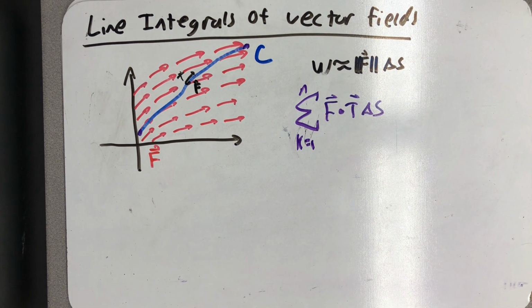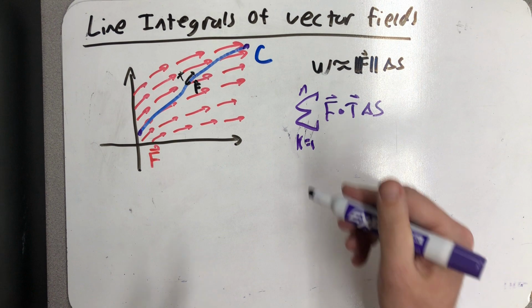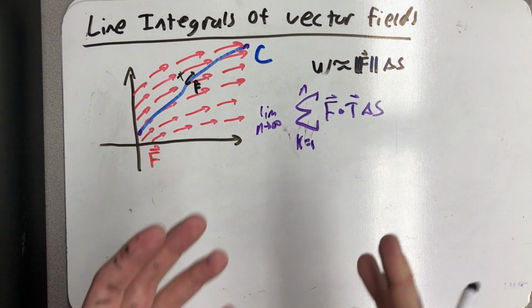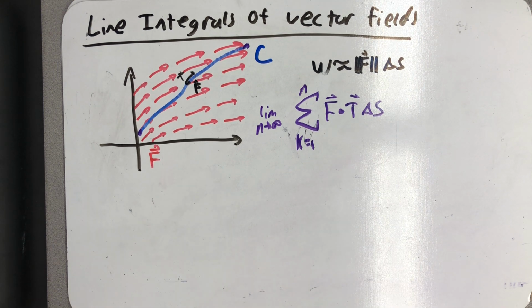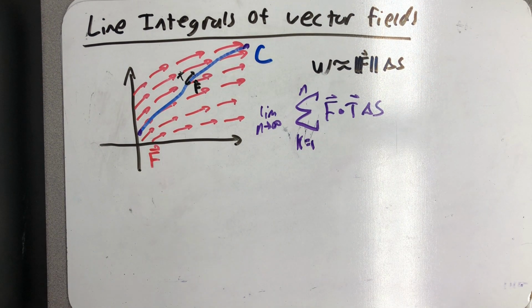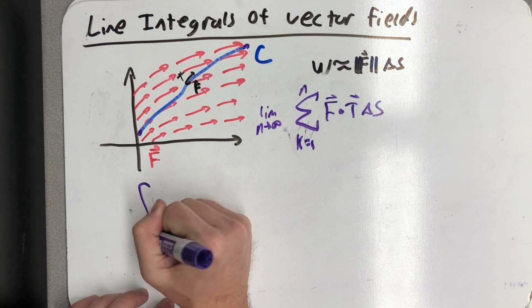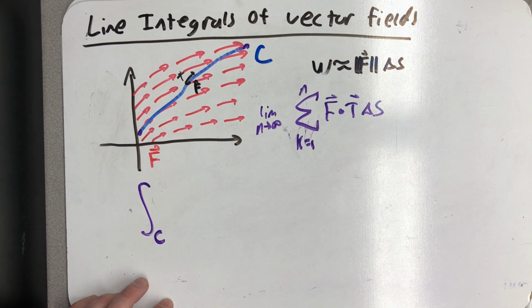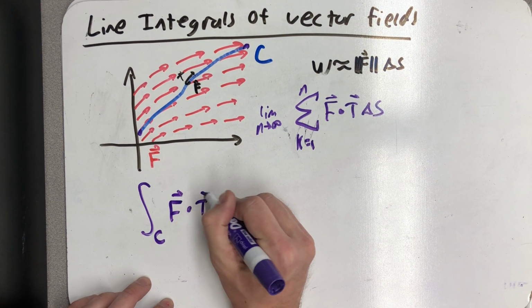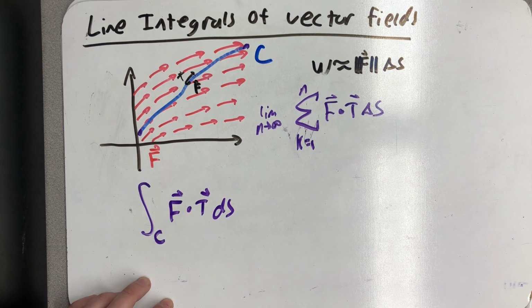Well, how do I go from an approximation to an exact value? Well, I take a limit as n approaches infinity. And this is the limit of a Riemann sum, so this defines integration. So this is what we call the line integral of a vector field. And so notationally, it's an integral over the path C of F dot T ds. That is what we call a line integral of a vector field.